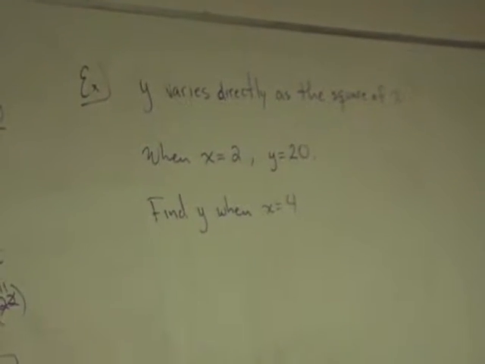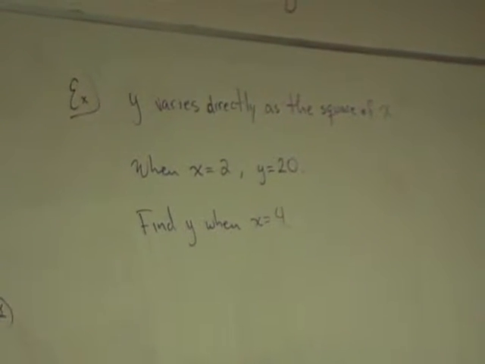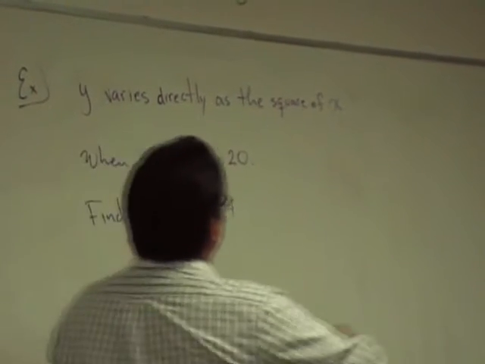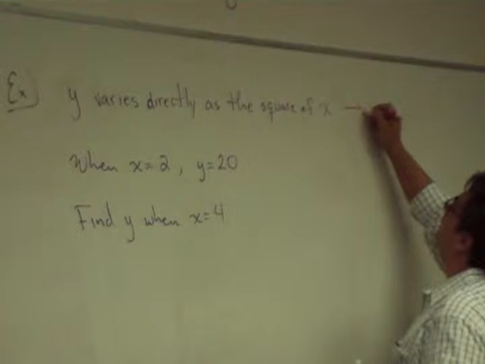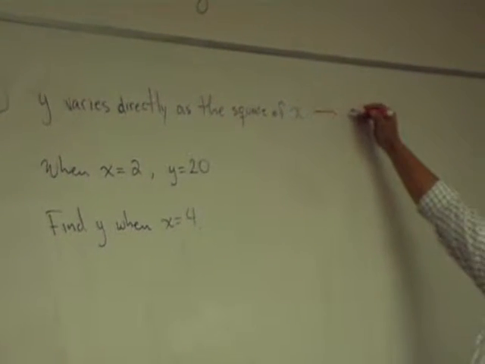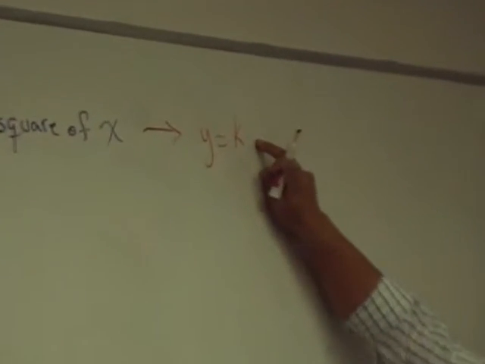4 by 4. 4 inches by 4 inches. 4 feet by 4 feet. Don't worry so much about context just yet. Just understanding the mechanics of the problem. First, you need to write your equation. Y varies directly as something. Begins like this. Y varies directly as something.